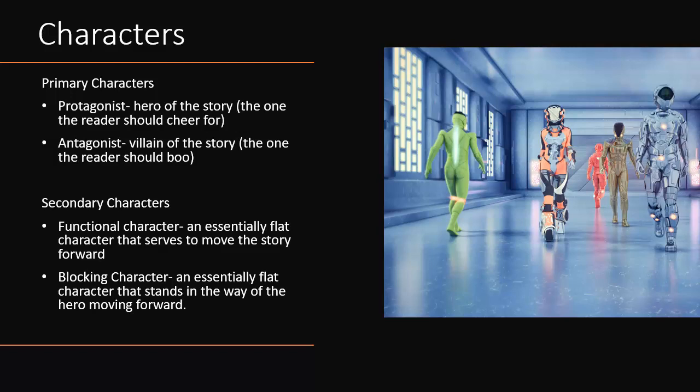So here we are. Those are the primary characters. The protagonist is the hero of the story, the one we're hopefully rooting for. And then the antagonist is the villain, the one that we should be booing and hoping fails in his effort to thwart the protagonist. Then there are a couple of other characters. One is a functional character, and the opposite of the functional character is the blocking character. Functional means he's helping to move the story along, and blocking character is somebody who stands in the way of the hero moving forward. So in our story of David and Abigail and Nabal, Abigail is a functional character, and Nabal is a blocking character in that particular story. So pay attention to those things.